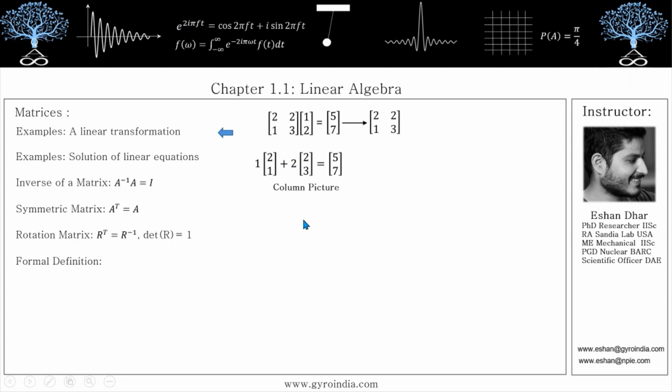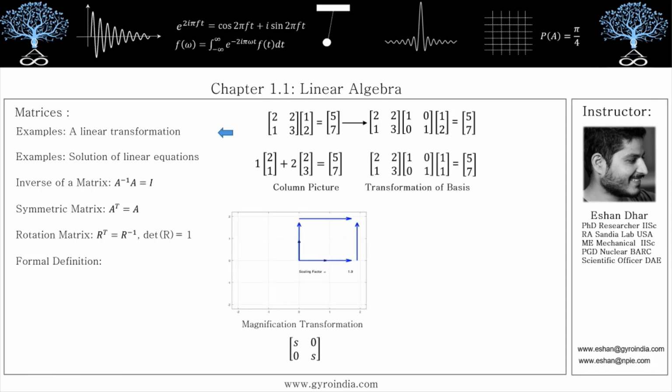Another way to look is to observe that the transformation actually acts on the independent basis vectors of the original vector. So any transformation in reality acts on the two bases and transforms the vector in the two-dimensional space. One such transformation is magnification and shear transformation.